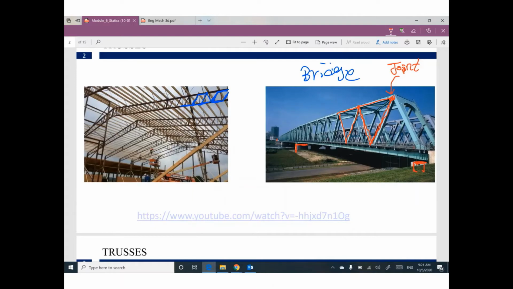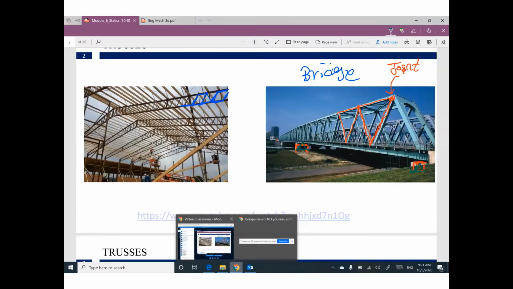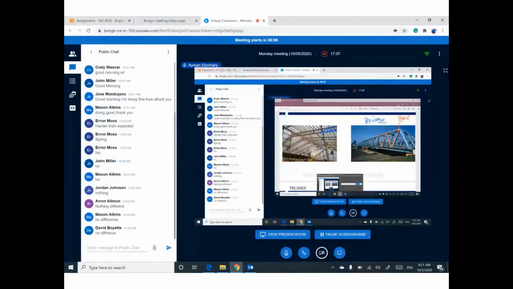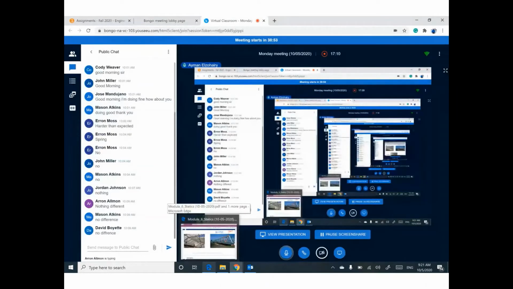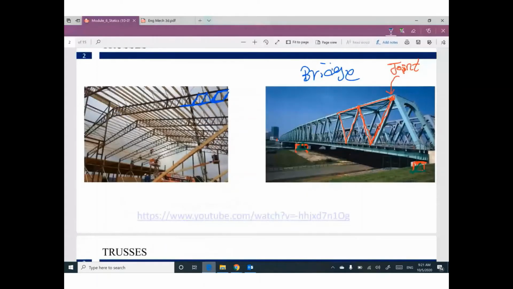This abutment in our course can be considered as supports. Probably your support is a hinge, probably a roller, based on the type of support. So, did you get the idea of the new structure for today? It's a truss. It's very easy and very interesting also. Any questions so far? Guys, do you have any questions so far? In a few minutes, we will watch this video. Oops, just a second.